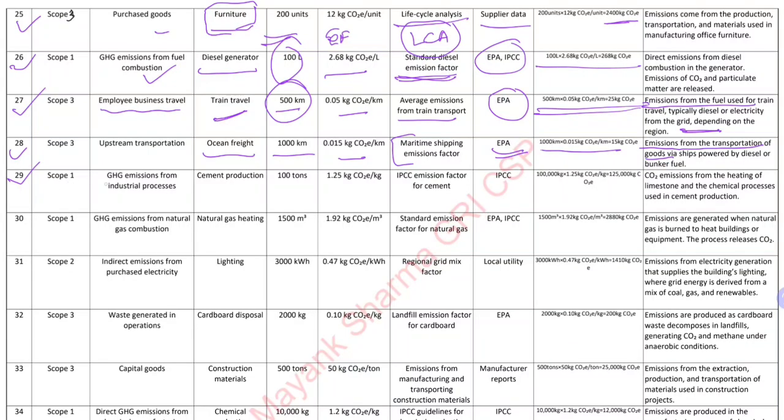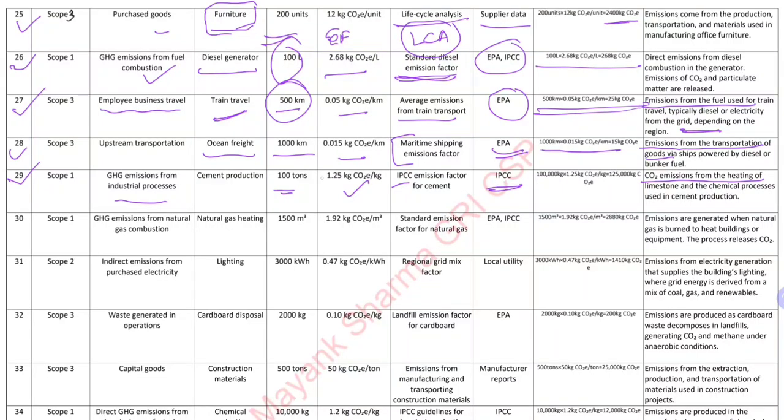Then again scope 1 emissions, GHG emissions from industrial processes. Let's take the example of cement production. We are producing 100 tons of cement, and the emission factor for this is 1.25 kg CO2 equivalents per kilogram of production of the cement. We have taken this emission factor from IPCC for cement. IPCC is the source. So CO2 emissions from the heating of limestone and the chemical process used in cement production.